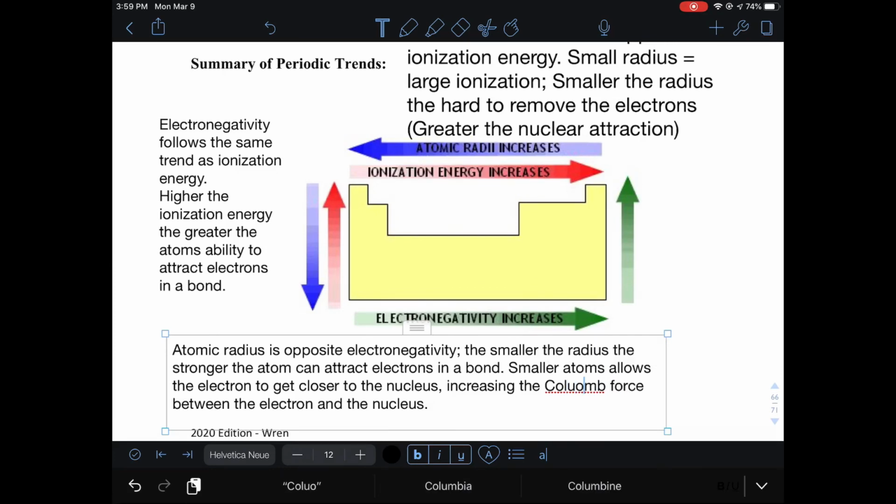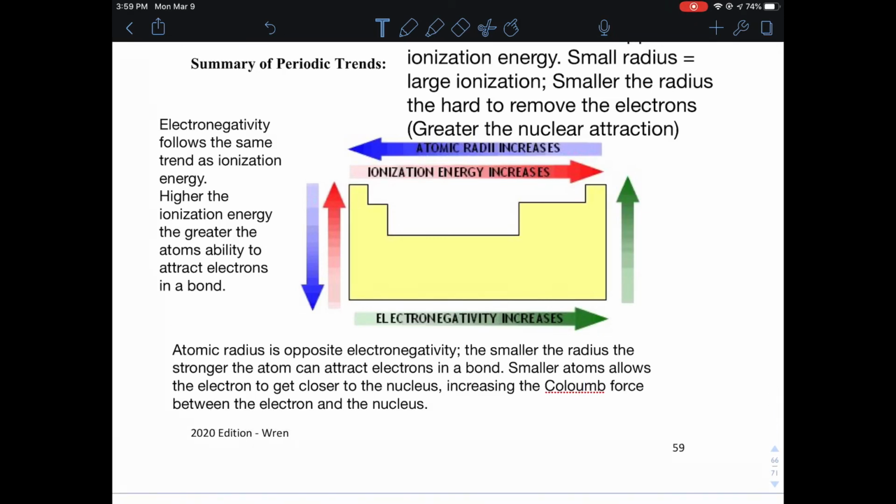Did I spell Coulomb wrong again? Coulomb. Well, good enough. Anyways, hope that helped.